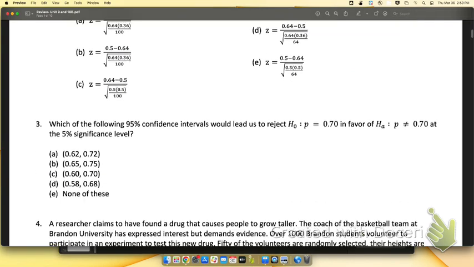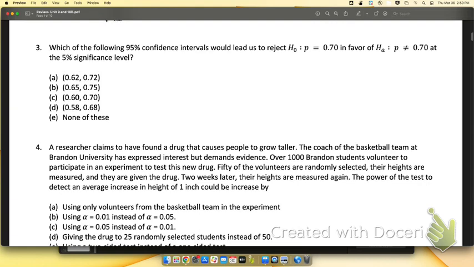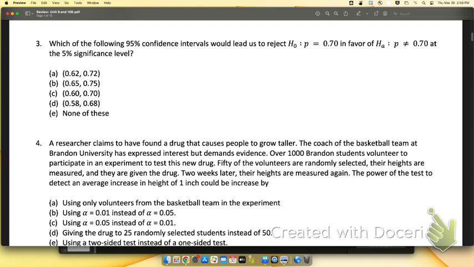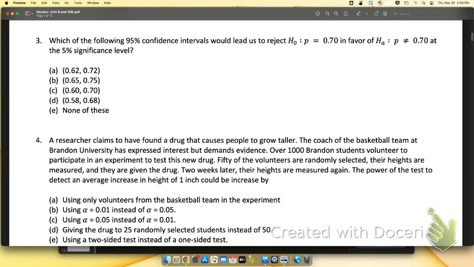Number 3. Which of the following 95% confidence intervals would lead us to reject the null hypothesis that P equals 0.7 in favor of the alternative that P does not equal 0.7 at a 5% significance level? Just a reminder, if you're using a 95% confidence interval, then it should go with a significance level alpha of 0.05 or 5%. So which one would lead us to reject a null hypothesis that P is 0.7?